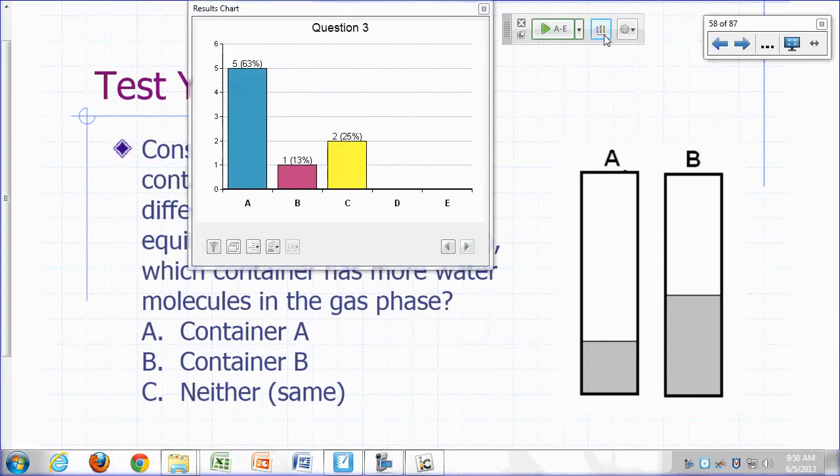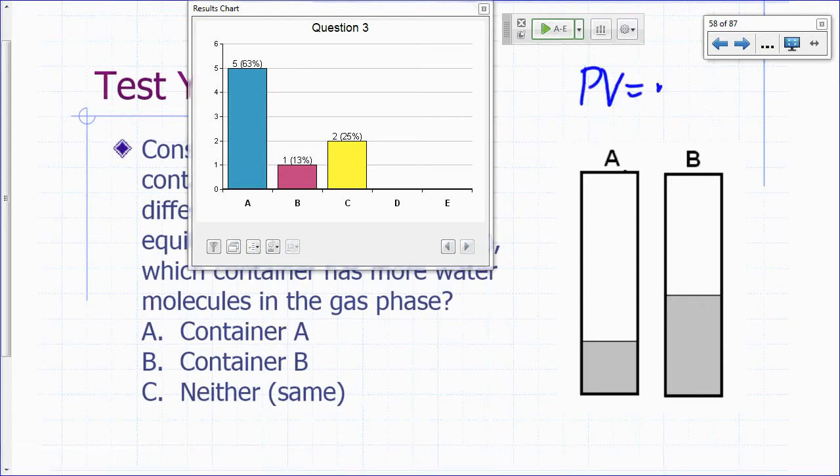What did we say the vapor pressure was in both of these cases? The same, right? So PV equals nRT. If we want to compare, n equals PV over RT. The pressure is the same in both containers. They're at the same temperature. You're dealing with the same liquid. R and T are the same. R is a constant. Temperature of both containers is the same.